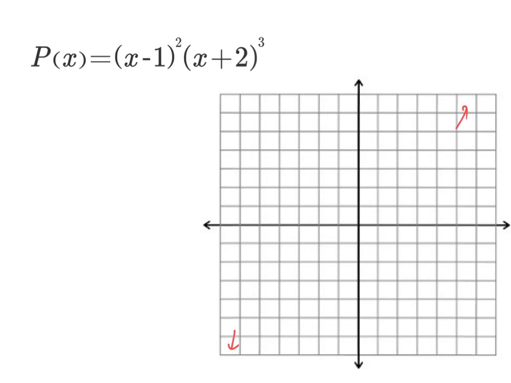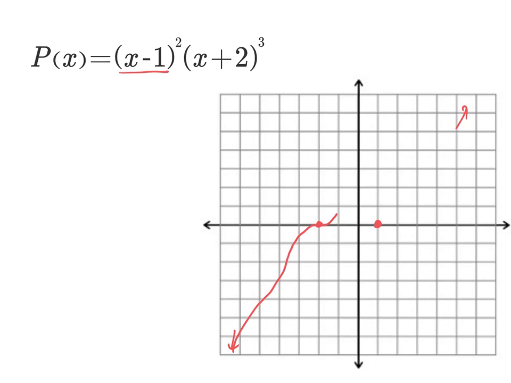I know that I'm going to have a 0 at 1. And because it's squared, I know it's going to bounce there. And then I'm going to have a 0 at -2. And that's cubed, so it's going to do something like this. We're going to start here. And when I get here, I'm going to actually inflect it. Because if it was not a 3 and it was 1, it would go through like this. If it's anything other than 1 and it's odd, it's going to go through like this. Then it's going to go up.